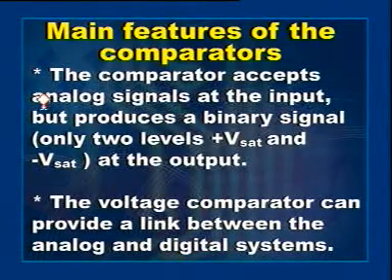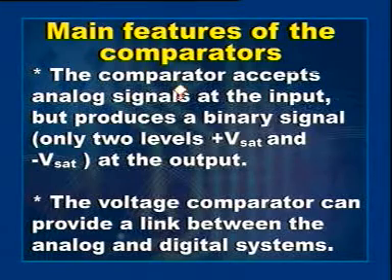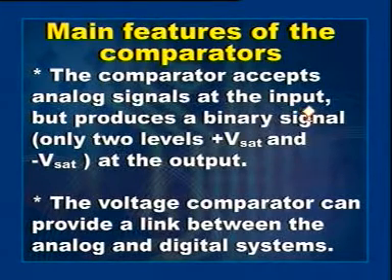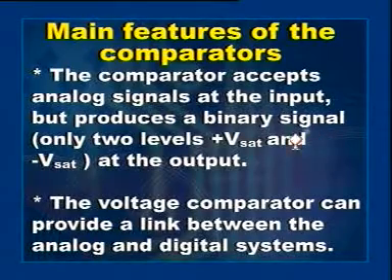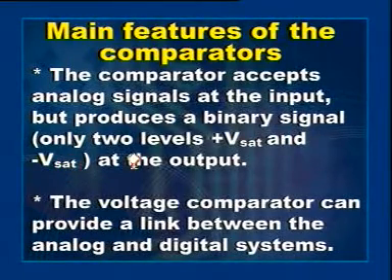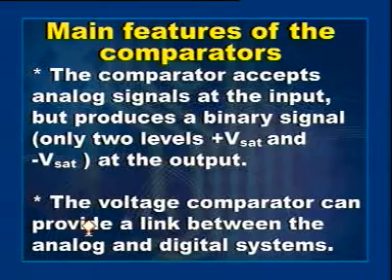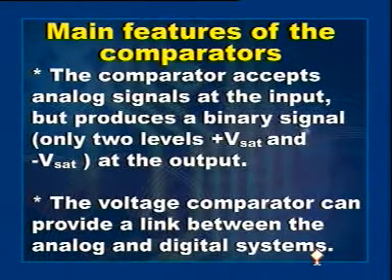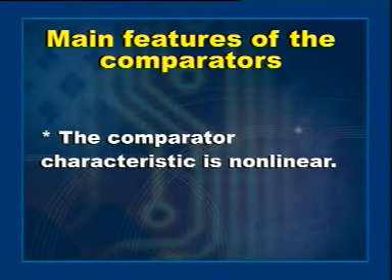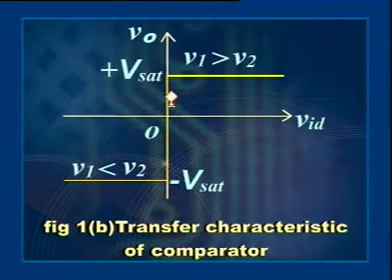The main features of the comparator are: the comparator accepts the analog signals at the input but produces a binary signal, that is plus Vsat or minus Vsat levels at the output. The voltage comparator can provide a link between analog and digital systems. The next feature is the comparator characteristic is non-linear. It has two horizontal lines away from the origin. They are positioned at V0 equal to plus Vsat and V0 equal to minus Vsat as shown in figure.